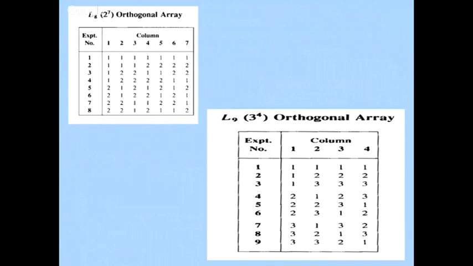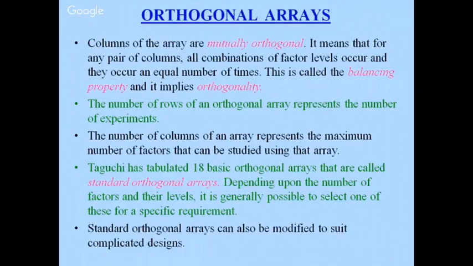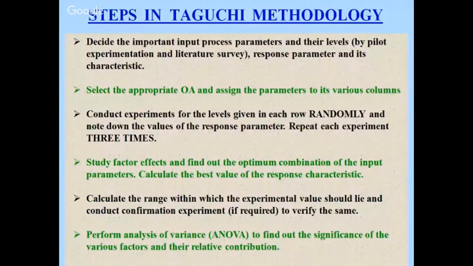And you see the beauty. Before conducting that experiment, its analysis will tell you how much output you are going to get by using that combination. Okay, I'll show you how. So this is what we mean here. Now I have, to some extent, explained this. Calculate the best value of response characteristics. Calculate the range within which experimental value should lie, and conduct confirmation experiment. So this is what I mean by confirmation experiment.